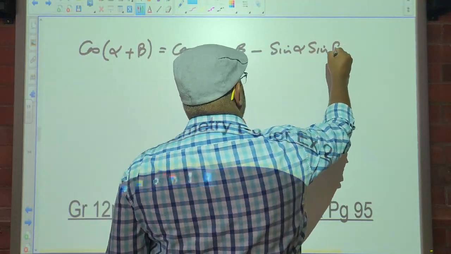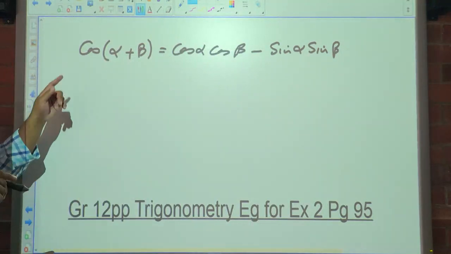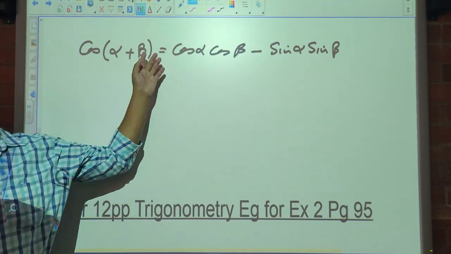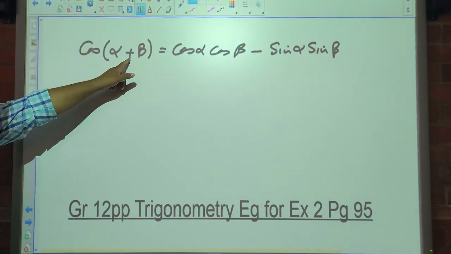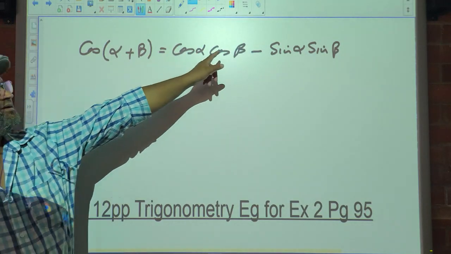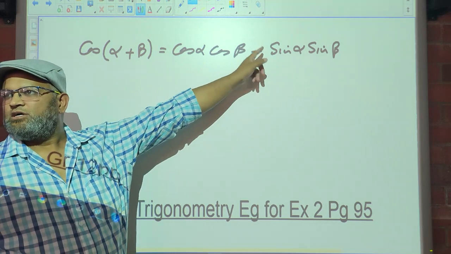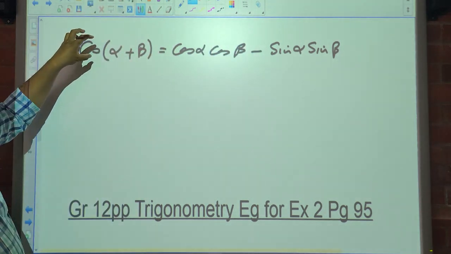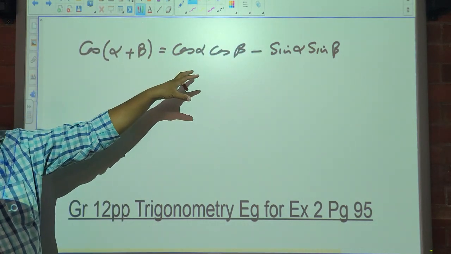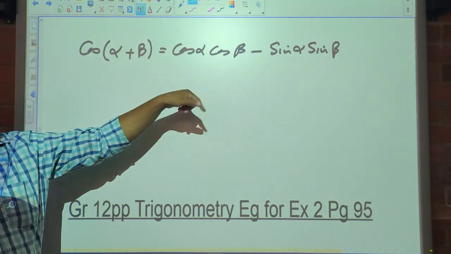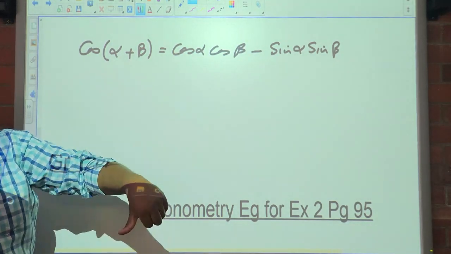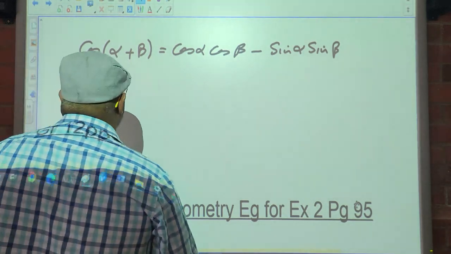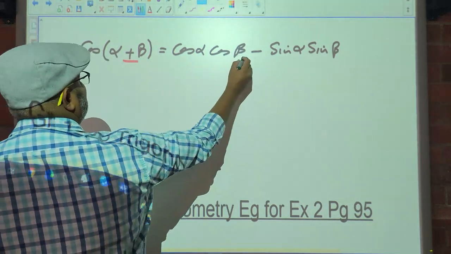So cos is CC: cos, cos, both the same ratios. But when this was a minus, then this was a plus. So for cos, the ratios are the same, but the sign is different. With sine, the ratios are different and the signs are the same. So when this was minus, then that was plus.